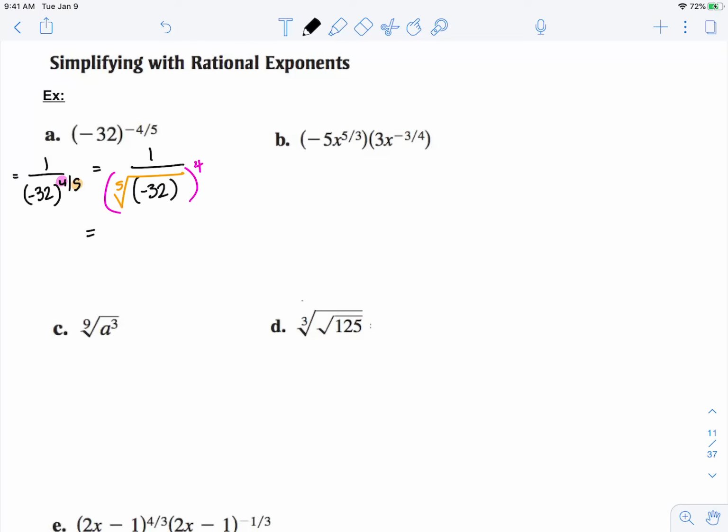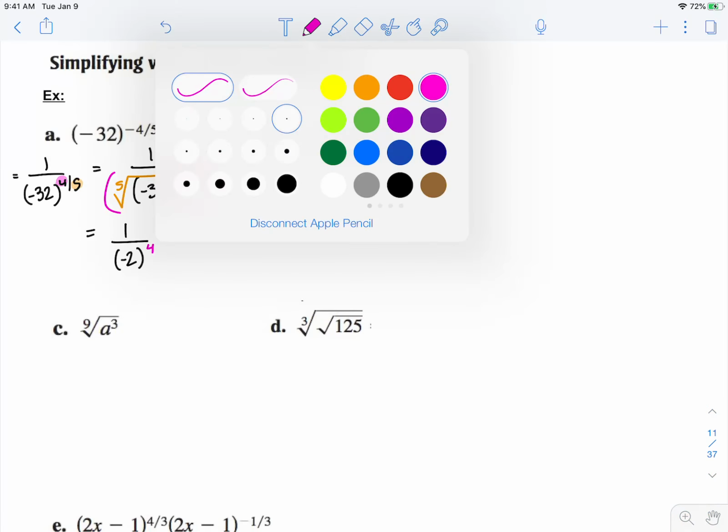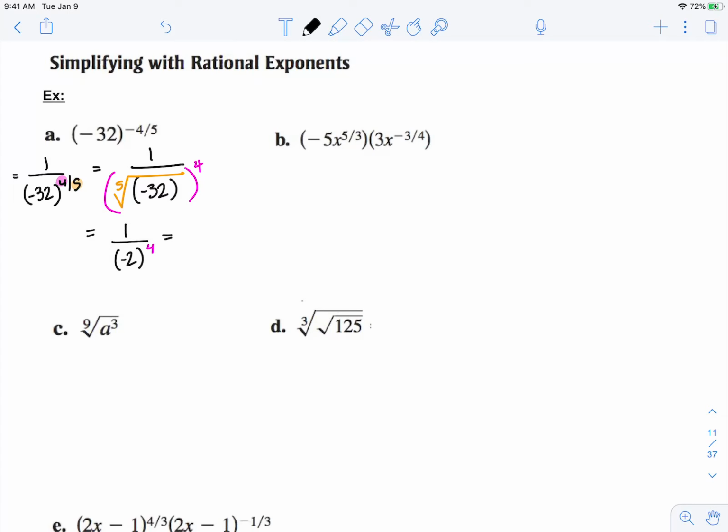So what is the 5th root of negative 32? Well, that's going to be negative 2. I'm still raising that to the 4th power, and negative 2 to the 4th power is 16. So 1/16 is my final answer.